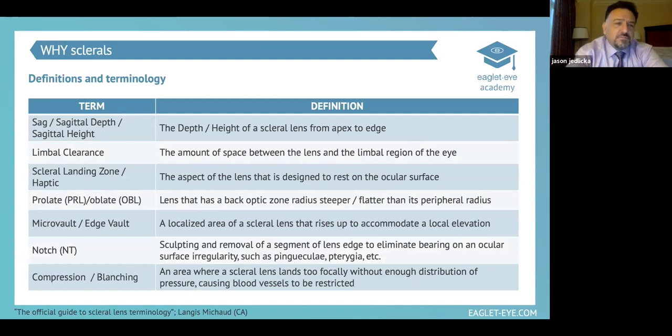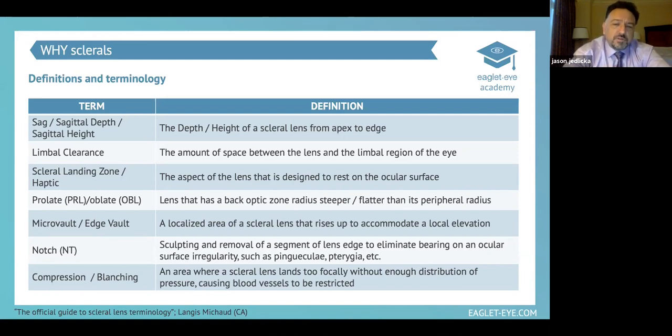Just a few terms to go over to make sure we all speak the same language. The things that we talked about when we fitted corneal GPs, we have some different terms when we fit scleral lenses. The first one is our SAG, or our sagittal depth or sagittal height, all really referring to the same thing. And this is simply the depth or height of our lens from apex to edge. We can also refer to the sag of the cornea, which would be the height or depth of the cornea at a given chord diameter, which we would choose.